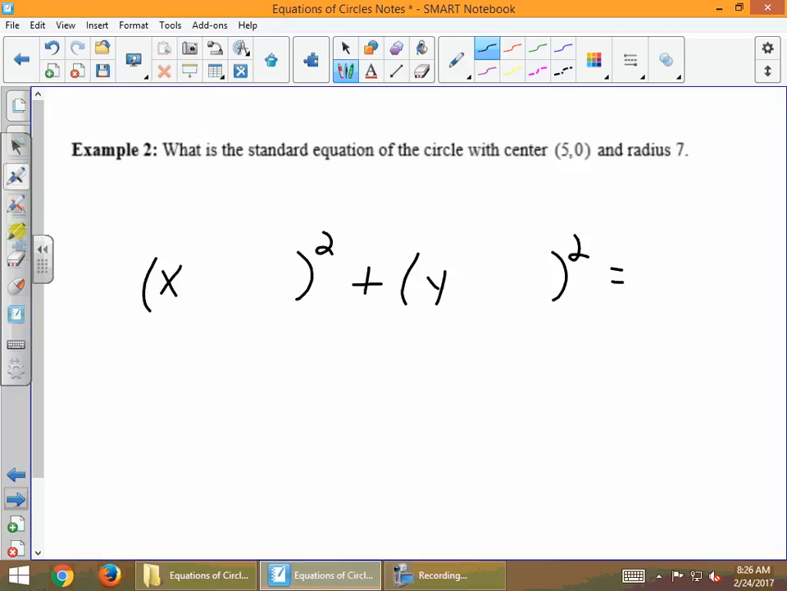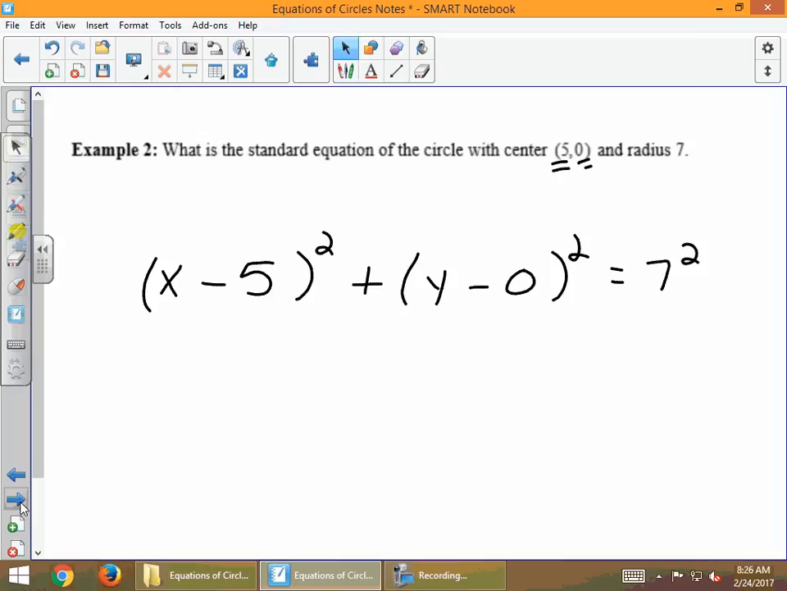Look at your center. Here we have a positive 5. Well, when we write it in our equation, the sign's going to change, so it's going to become a negative 5. Here, our y value is 0. Well, right now, just write it as minus 0. And then you take whatever your radius is and you square. So our radius is 7, so then we square 7.